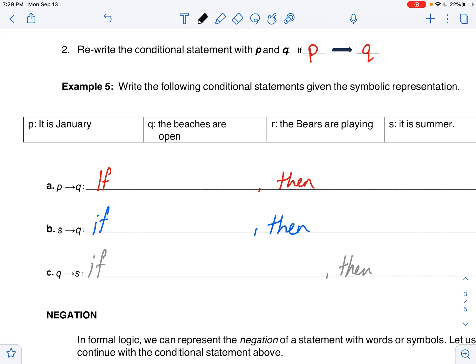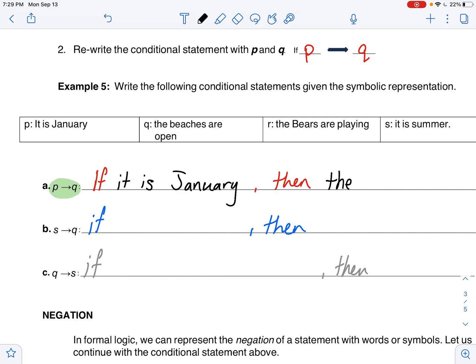And my first sentence says, with these arrows, I would read this as if P, then Q. So I would say if P, well, P says it is January, then Q, the beaches are open.